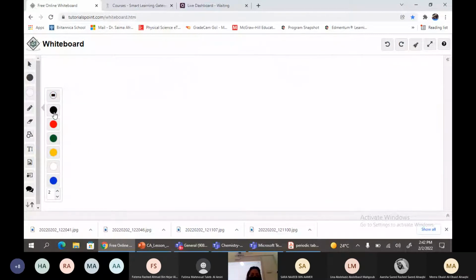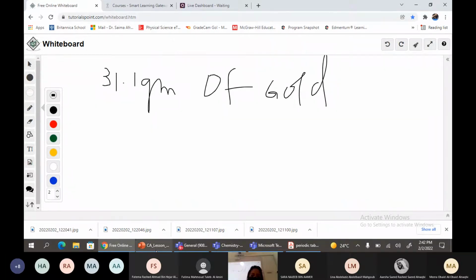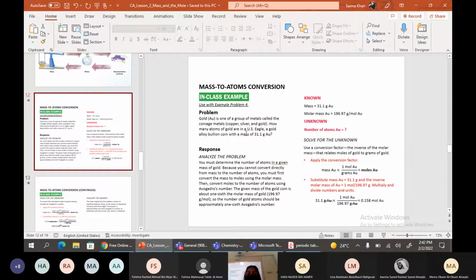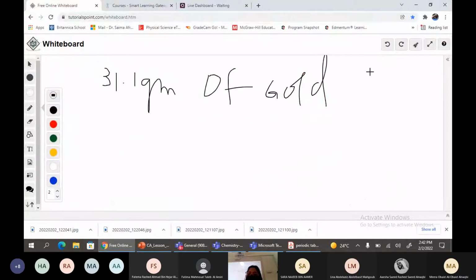The question is, first of all, make a plan. So what do you have in the question? In the question, you have 31.1 gram of gold. This is something you have in the question, okay? And what they're asking, as Asil read for us, is how many atoms of gold. What do you need to find out? You need to find the atoms. So you have grams, which is mass, and you need to convert into atoms.